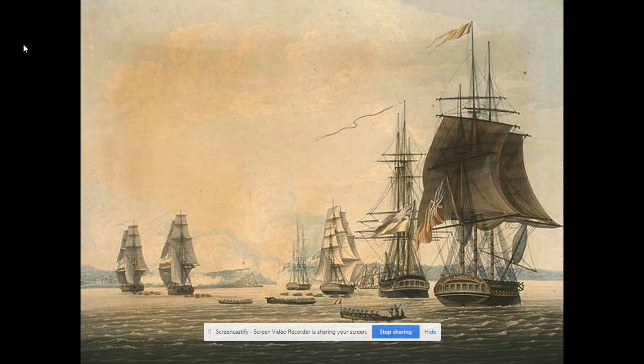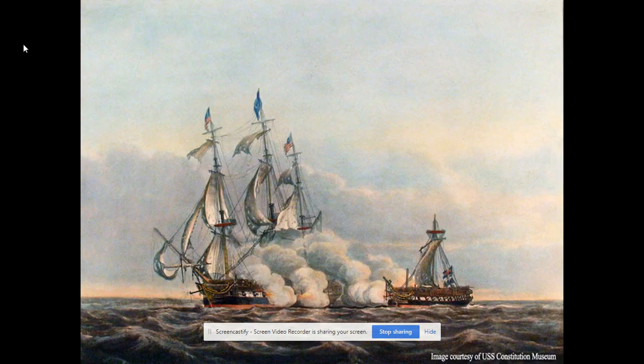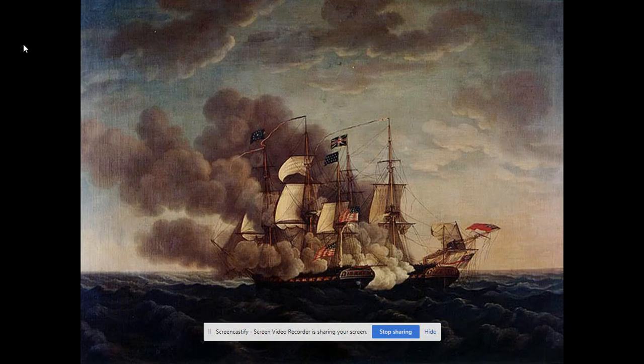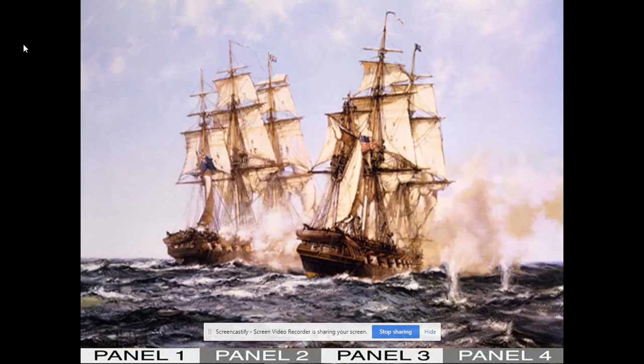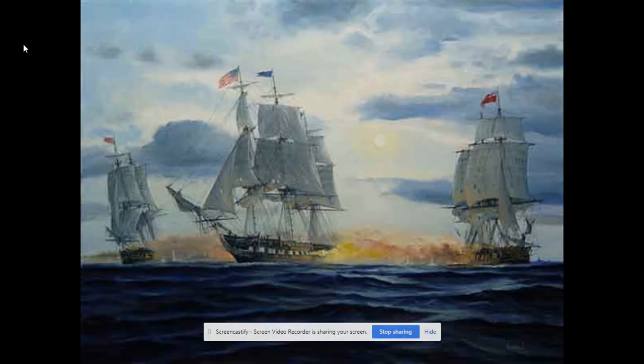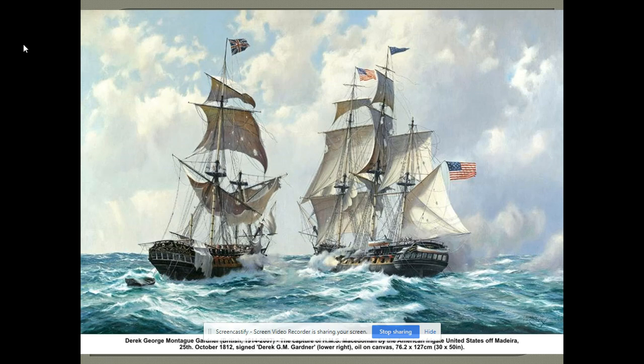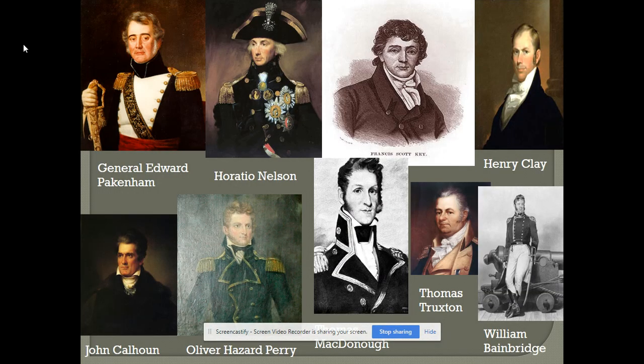Those massive ships the British had. I don't know how we did as well as we did against the British Navy. We had a scrappy Navy, I'll tell you that. You can see a lot of times they'll shoot holes through their sails and try to prevent them from escaping.